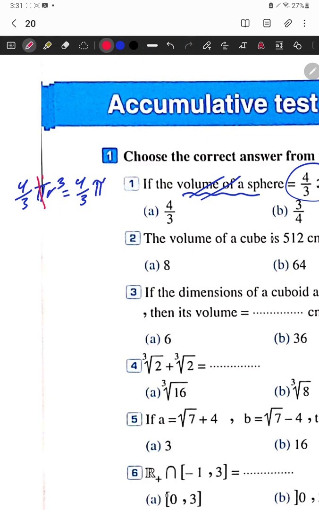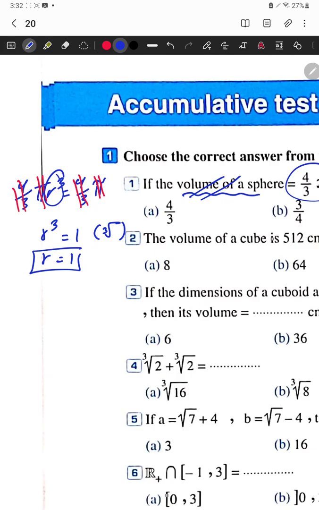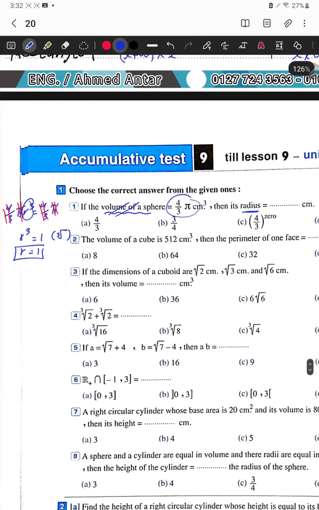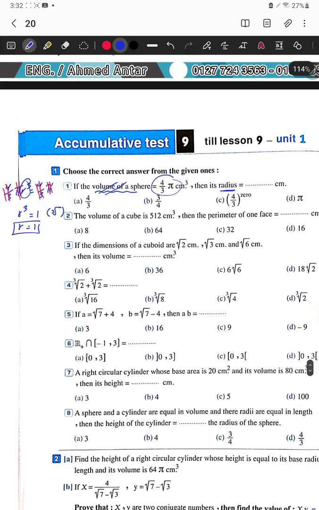And now you can delete pi with pi and 4/3 with 4/3. So now the remainder is r power of 3. R power of 3 now equals 1. So take the cubic root for both sides, then r equals 1. So if you search for the 1 in the choices, then you haven't 1, but you have (4/3) power of 0, and we know before that any number to the power of 0 equals 1, so this is the correct choice.